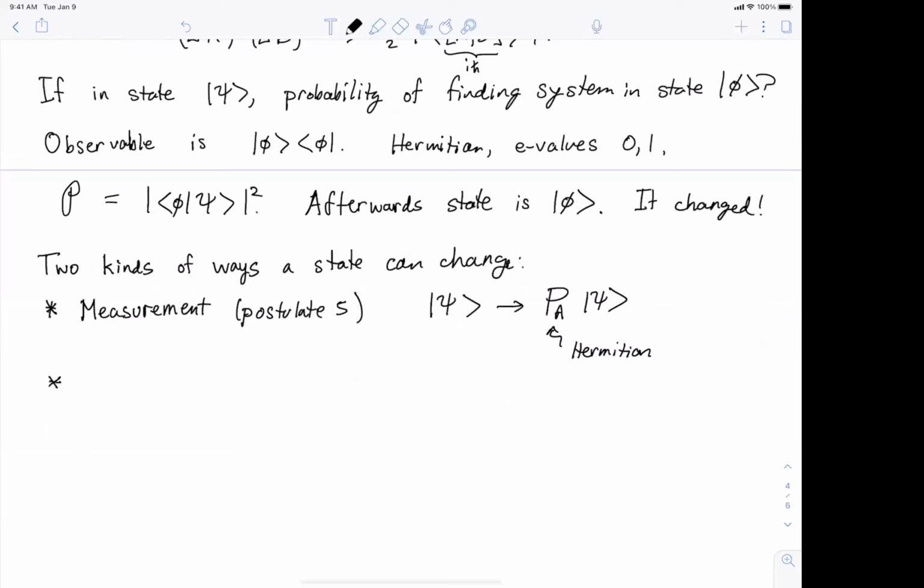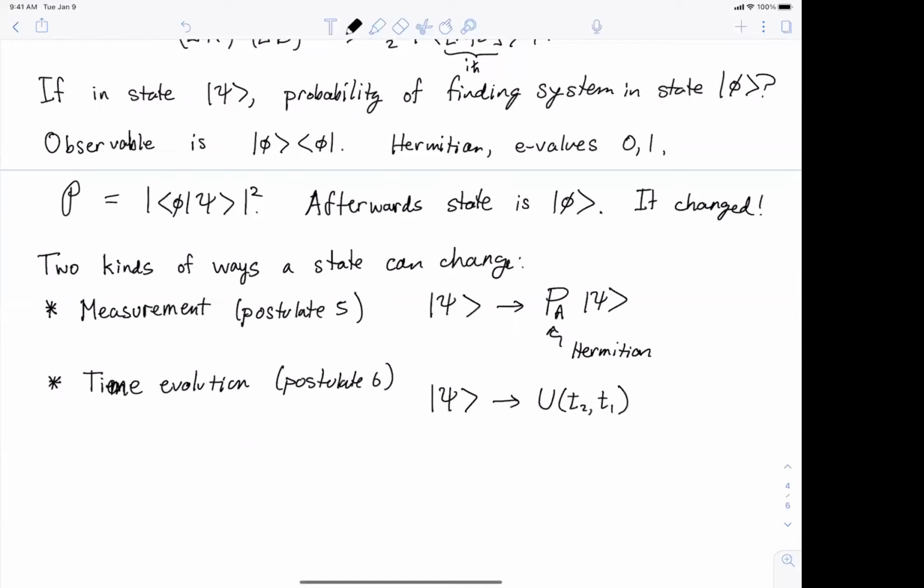The second way we can change a state is by time evolution. And that was postulate 6. There we learned in physics 660 that the way you do that is you multiply by a unitary operator. If we evolve from time t1 to t2, it's the same thing as multiplying by a certain unitary operator that we'll talk about more.